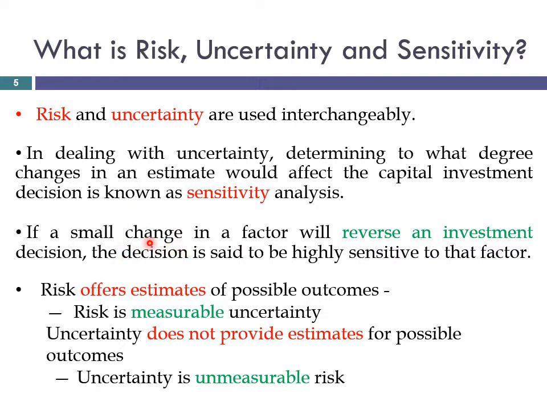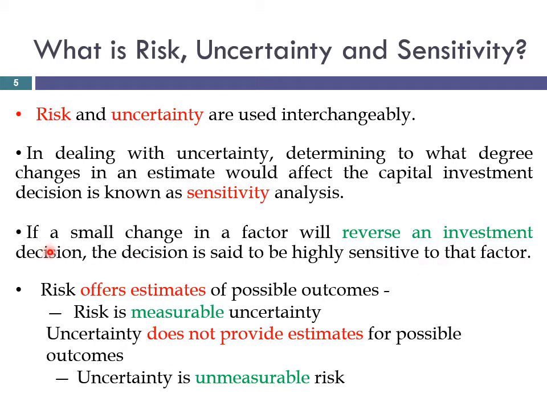A small change, but such a small change may reverse our decision. If it was $10,000, we accept the project, but when it is $9,500, we reject the project. Okay, our decision is reversed. So if a small change reverses our decision, then we say that this decision is highly sensitive to that factor, highly sensitive to annual revenues. Okay, we can say this.